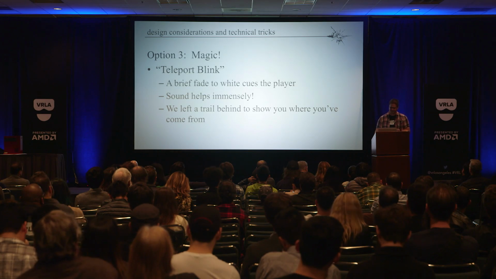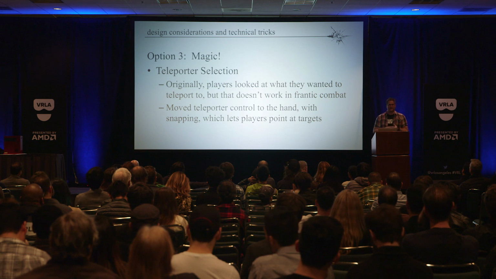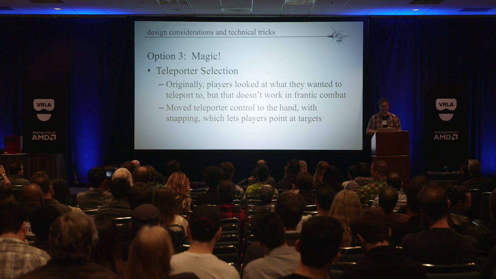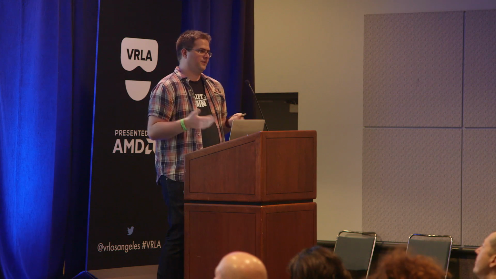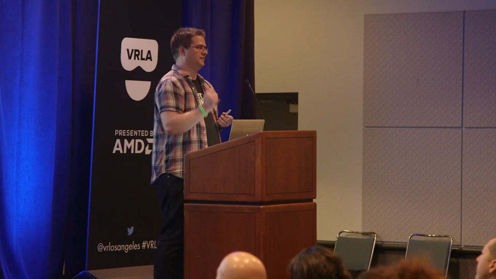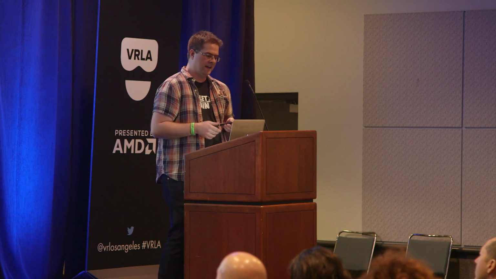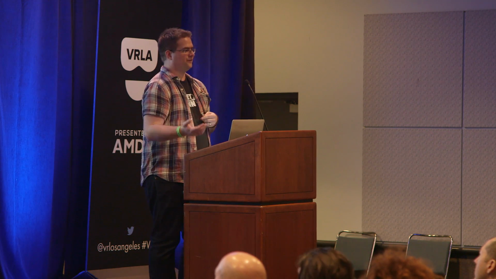So the next thing we had to tackle was how do you select where you want to teleport? We have 8 of these teleporters around there. And the first thing we did was, hey, the player's looking at something. Let's just have them hit a button at whatever they're looking at, the closest teleporter, and we'll pop them there. And that worked when you weren't in frantic combat, but when you're getting shot at, people are playing the game and diving all around and looking all over.